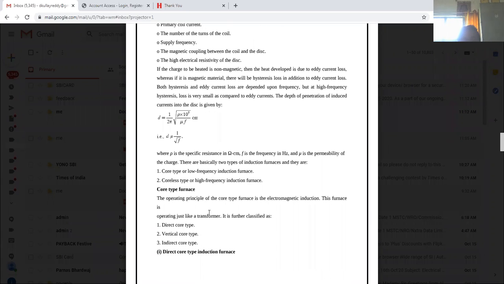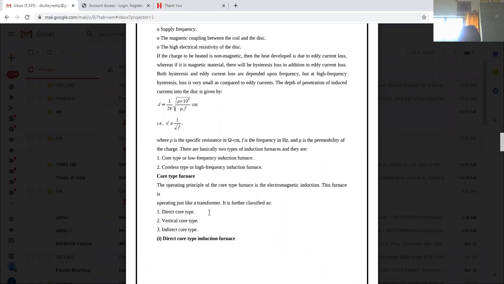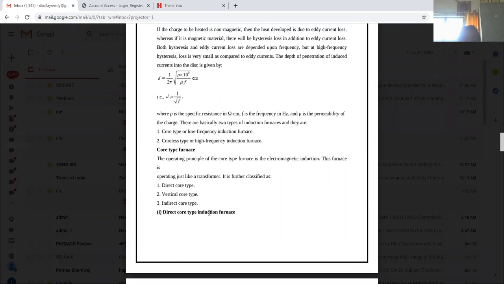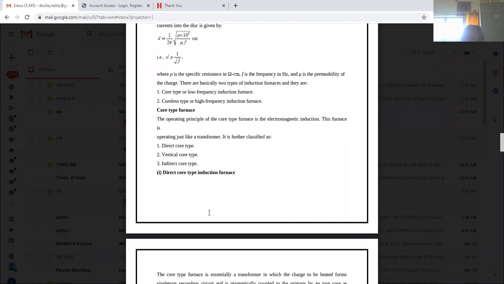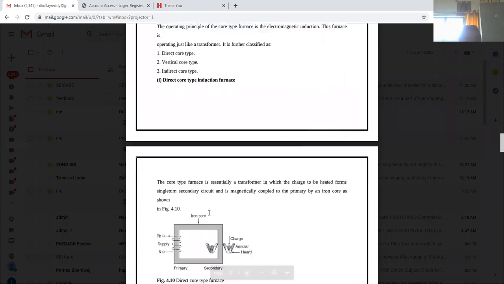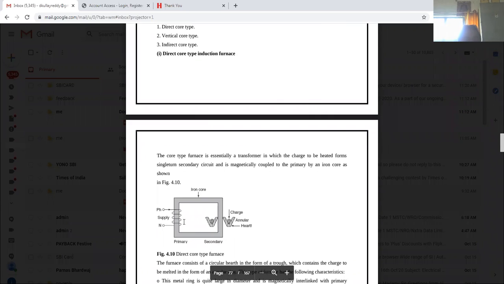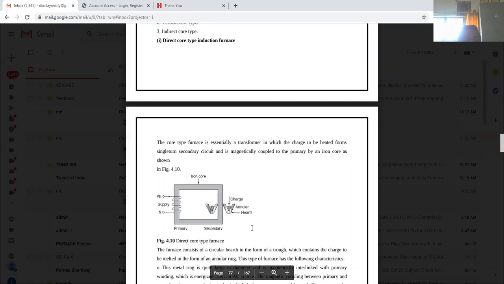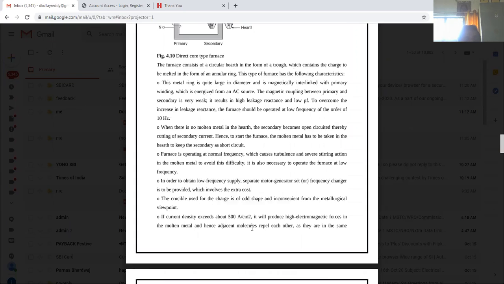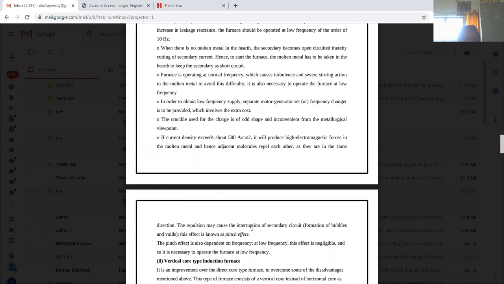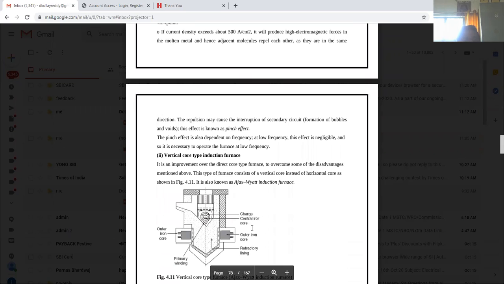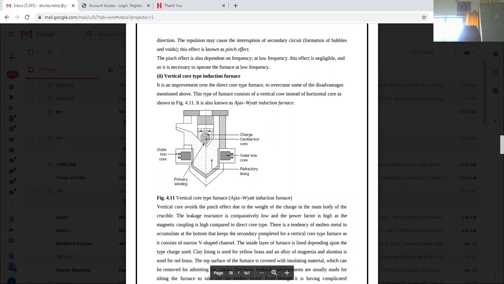Generally, there are different types of core type furnaces, operating like a transformer: direct core type, vertical core type, and indirect core type. A direct core type induction furnace has a primary and secondary. If you supply the primary, heat is transferred to the molten metal in the secondary. Then the indirect case: a vertical core type induction furnace is shaped like this. If you supply the primary, it goes to the secondary, and the heat is transferred here. These are vertical core type induction furnaces.